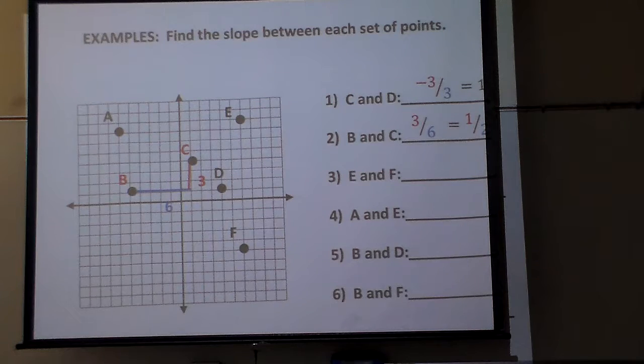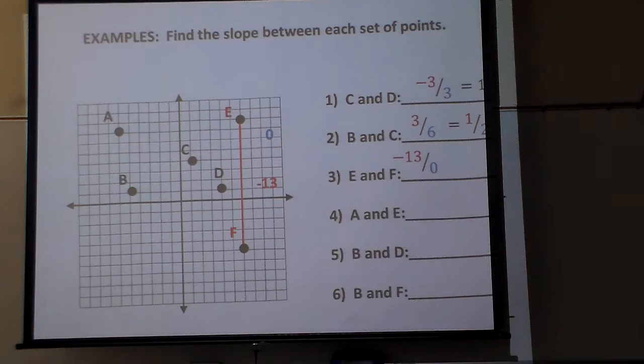So now let's try E and F. Ooh, it's just straight up and down. That's right. I didn't move any left or right, so it's 0 left or right, but we have an up and down of what? Like minus 13. I just went from E to F. If I'd gone from F to E, it would have been a positive 13. Will that make a difference?